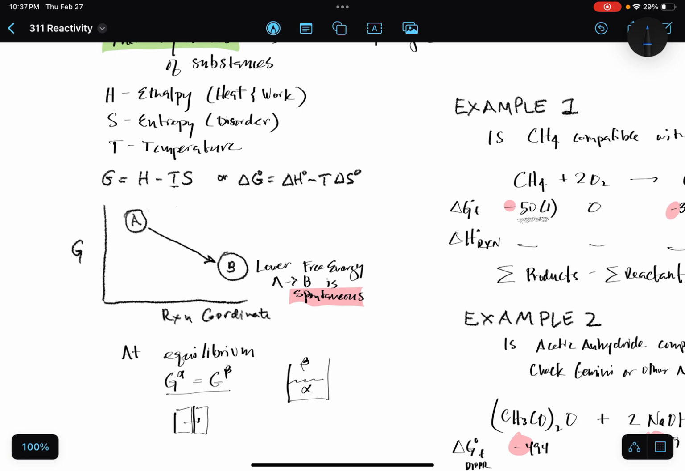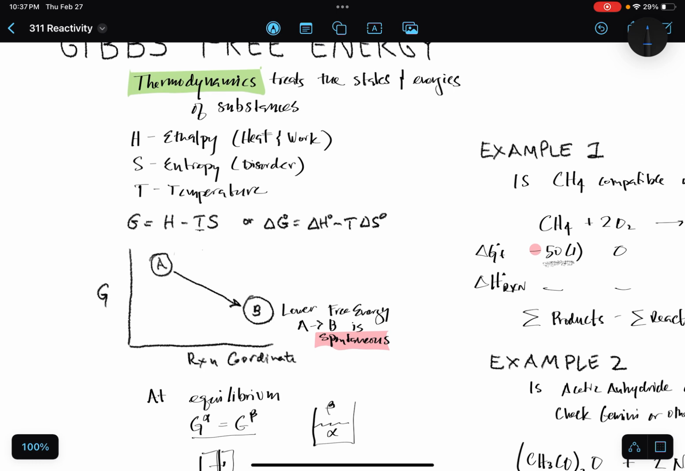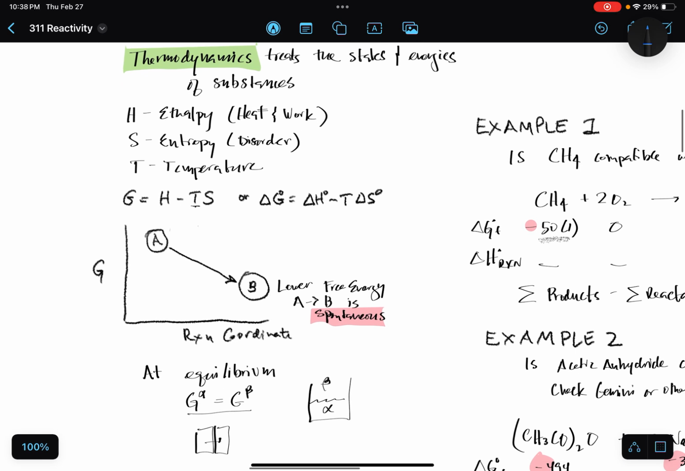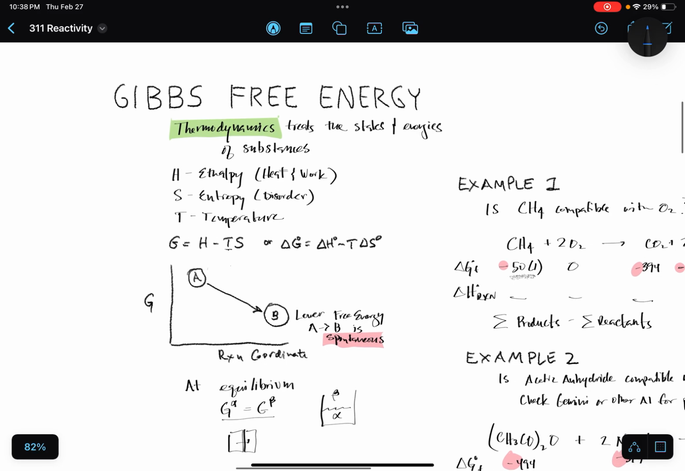However, it may not be very fast. So thermodynamics tells us about the states of chemicals, however, it doesn't say anything about the rate of reaction.